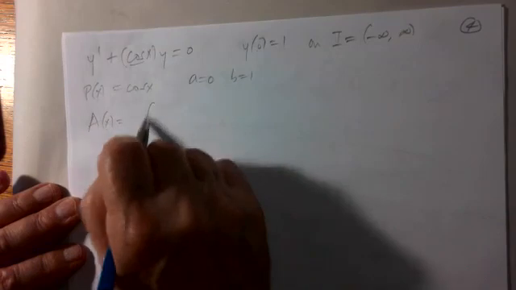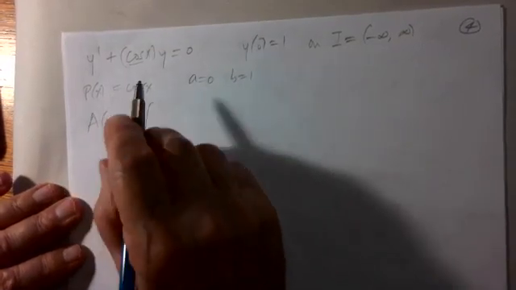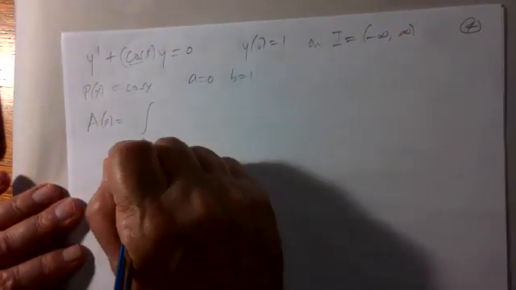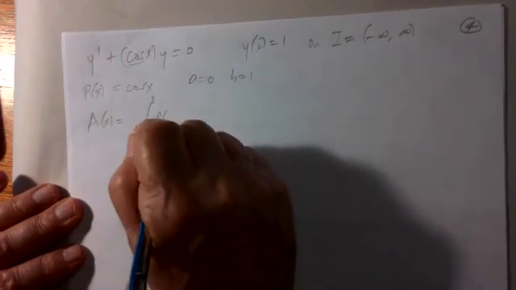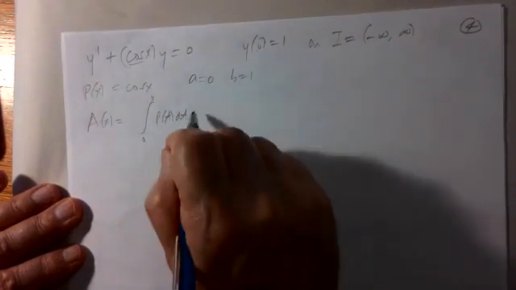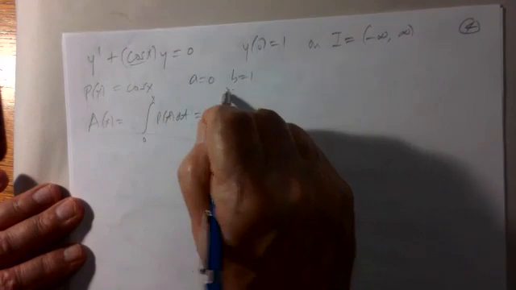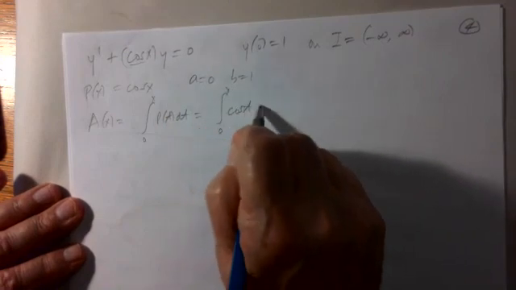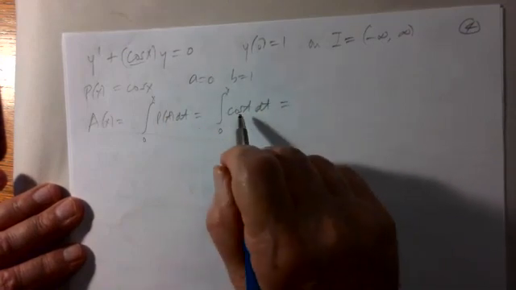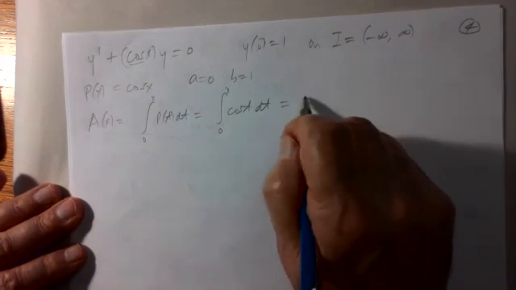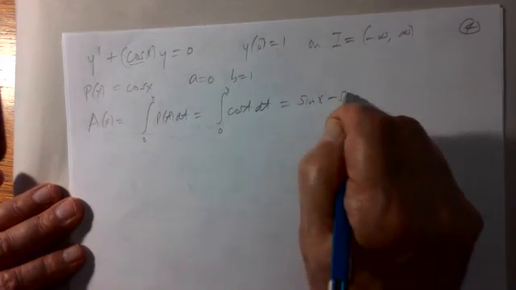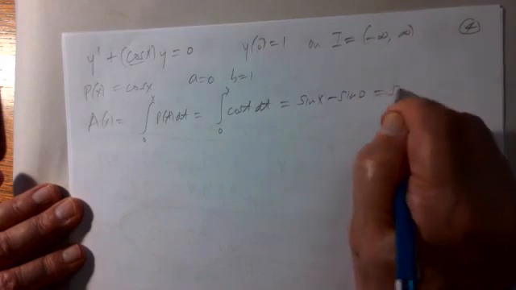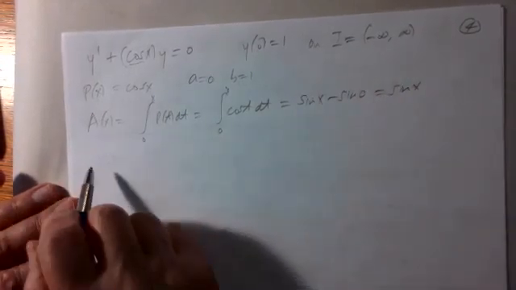A of x is the integral from 0 to x, p of t dt. That's the integral from 0 to x, cosine t dt. The integral of the cosine is the sine. This is sine of x minus sine of 0, which is sine of x.